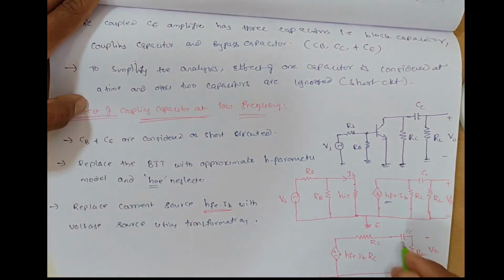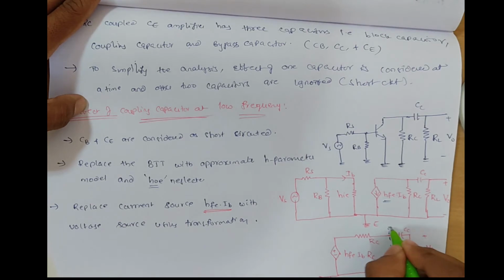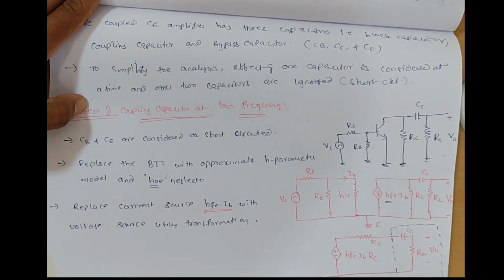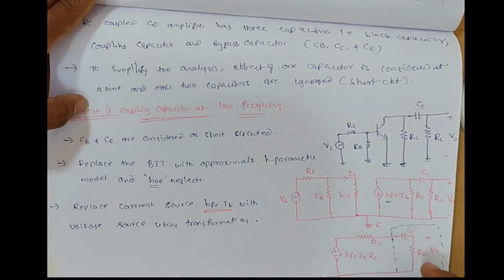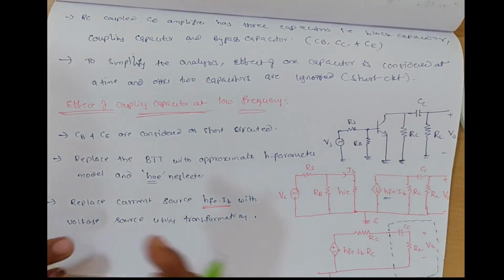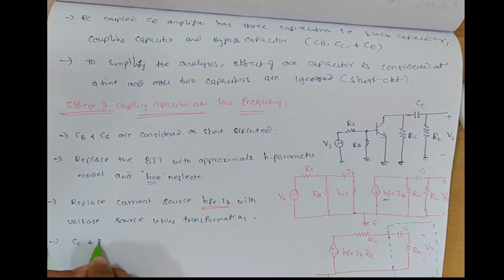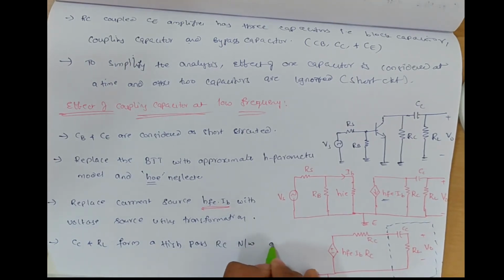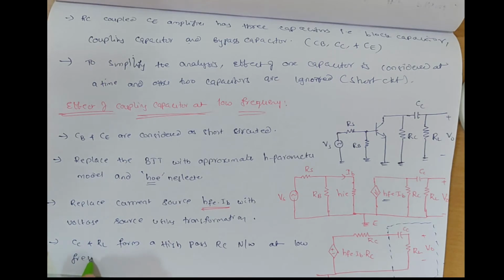When you observe this part, the CC and RL form a CR network. It looks like a high pass filter. It is a high pass RC network. As this C and R network acts as a high pass filter, we can write that CC and RL form a high pass RC network at low frequencies.